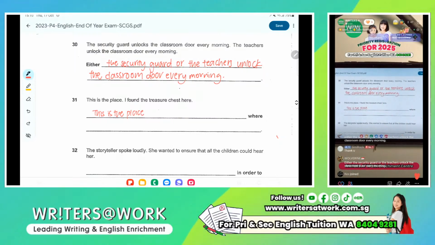Okay, this is the place. Here, this is the place where, yes, okay, this is the place where I found the treasure chest. Oh, your answer is on top. You did. Hold on a minute. Let me take a look.